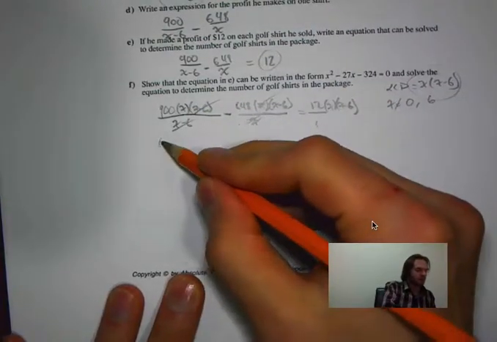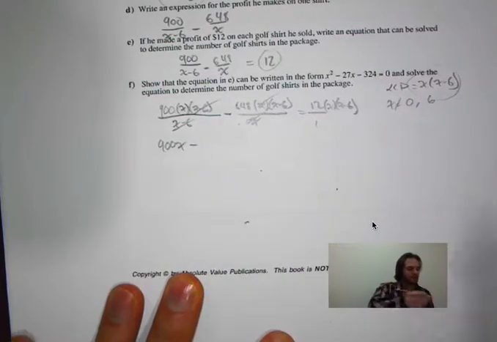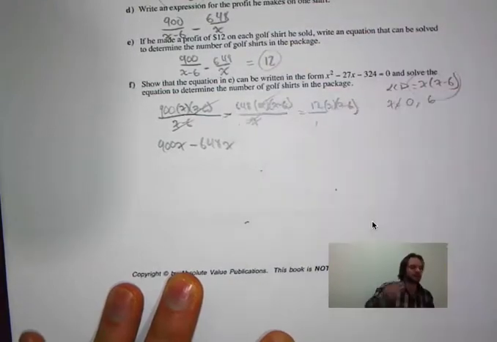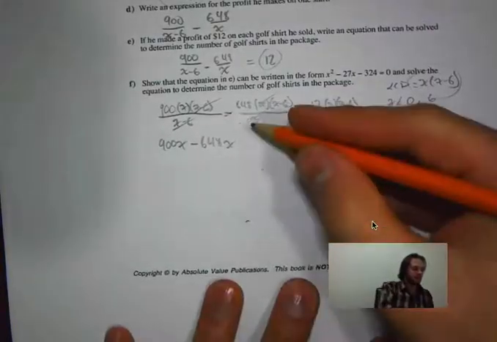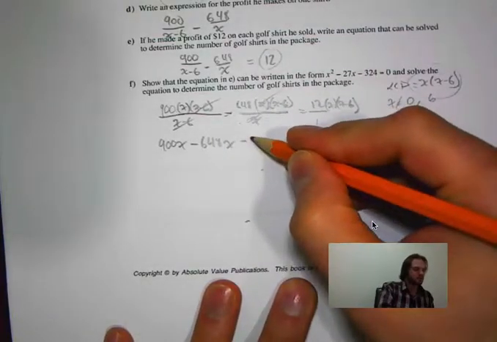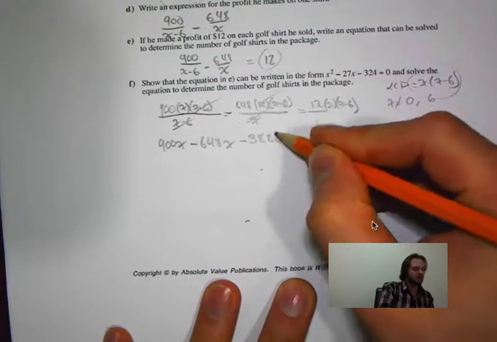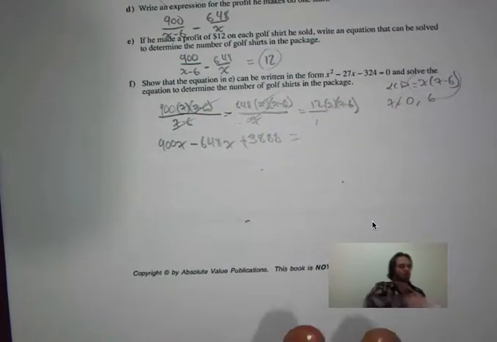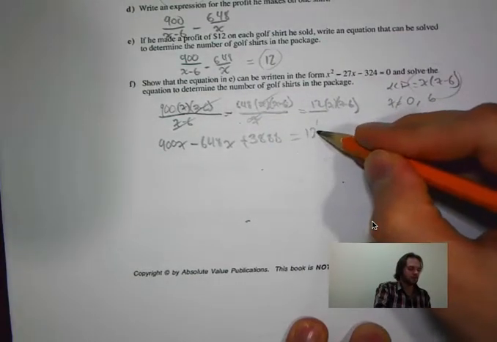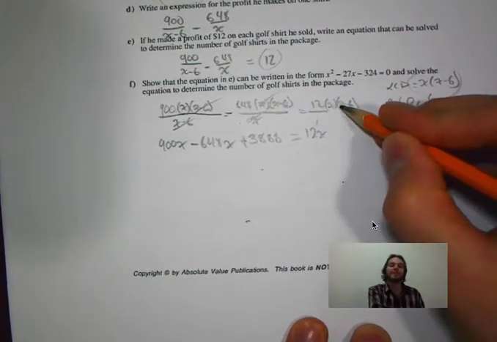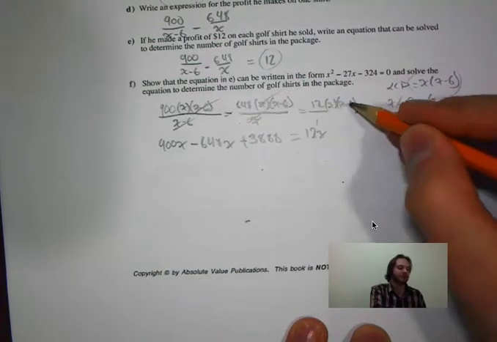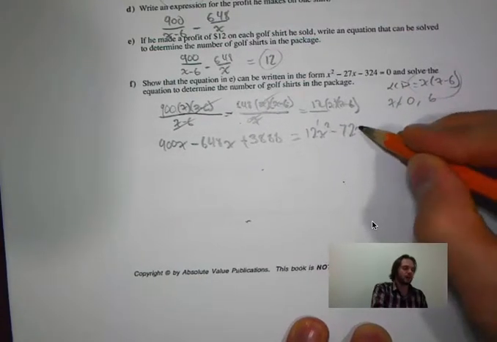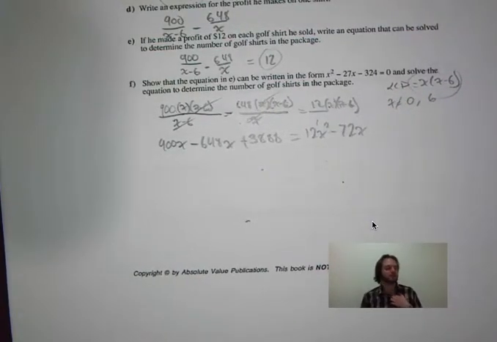So I'm left with 900x subtract 648x, and then a negative multiplied by negative makes it a positive, and that's going to give me plus 3,888. Oops, that's a plus because negative times a negative. And on the right side we multiply, and we're going to get 12x squared, because x multiplied by x is x squared, multiplied by negative 6, so that's x squared minus 6x, multiply 12 by both, and we get 72x. 6x multiplied by 12 is 72x.